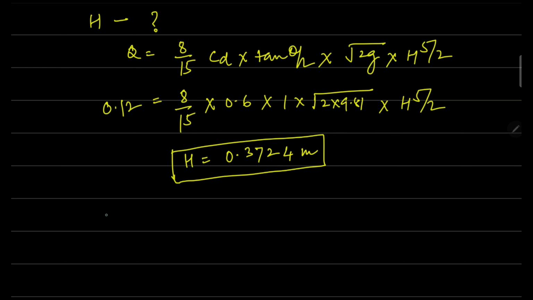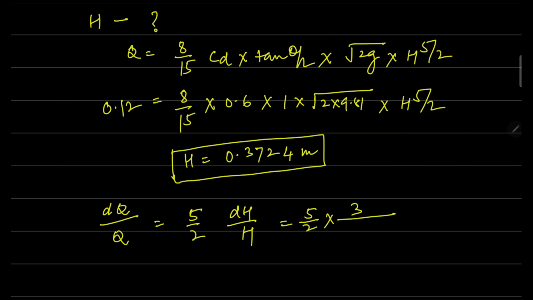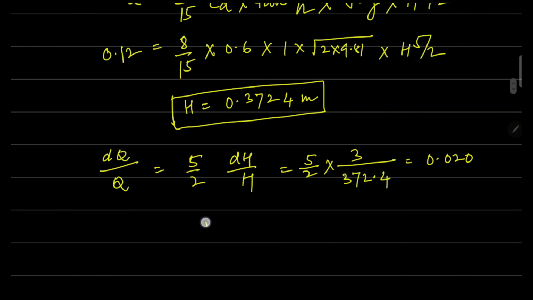Similarly for the triangular notch, we can write that dq over q is equal to 5 by 2 times dh over h. So that is 5 by 2 multiplied by dh, which is 3 mm, divided by 0.3724, that is 372.4 mm. This value will come out to be 0.020. So in percentage, dq by q is 2.0.